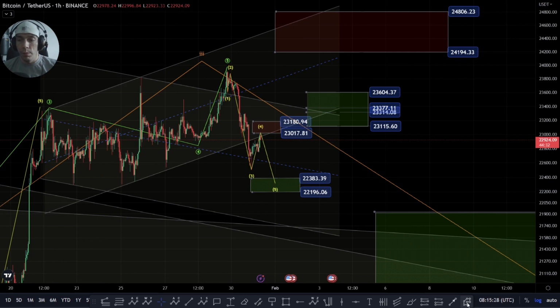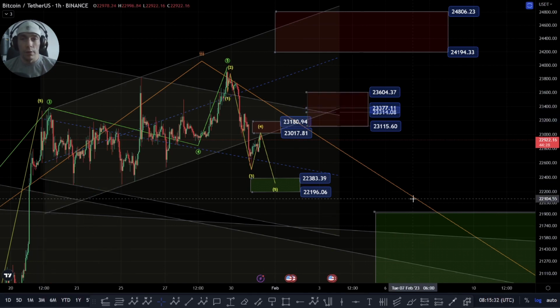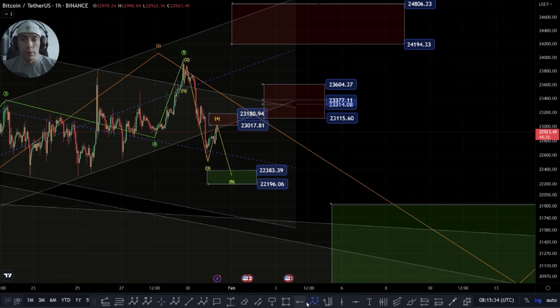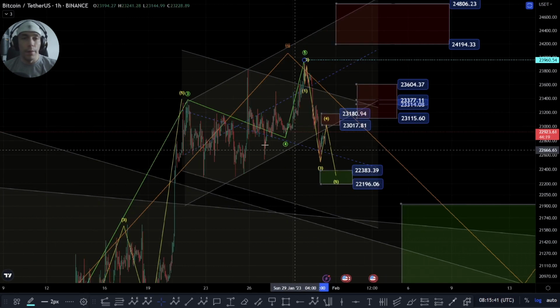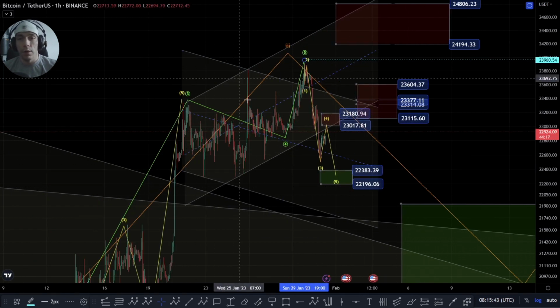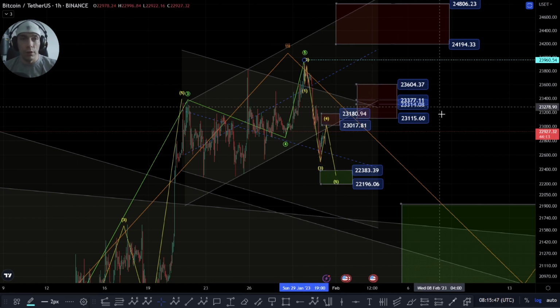Then we'll be looking for this to see if we get a rejection back here and see if this turns out to be a zigzag. So invalidation of this would actually come by crossing back above this 23,960. And if we do actually cross back above that, we would have to just look at this as a flat here and then potentially looking to extend back to the upside.